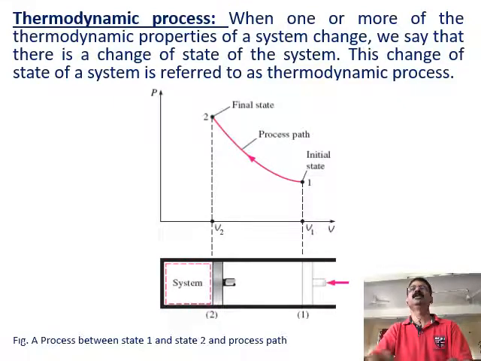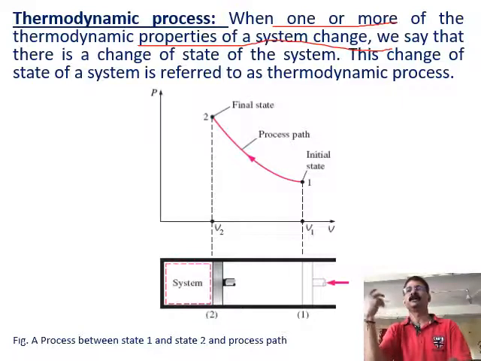So try to understand this point: when one or more of the thermodynamic properties of a system change, as I said earlier, pressure may change, temperature may change, volume may change. If any one or two or more of these properties change, we say that there is a change of state, because we cannot represent the state point at the same location. Automatically the state point changes.